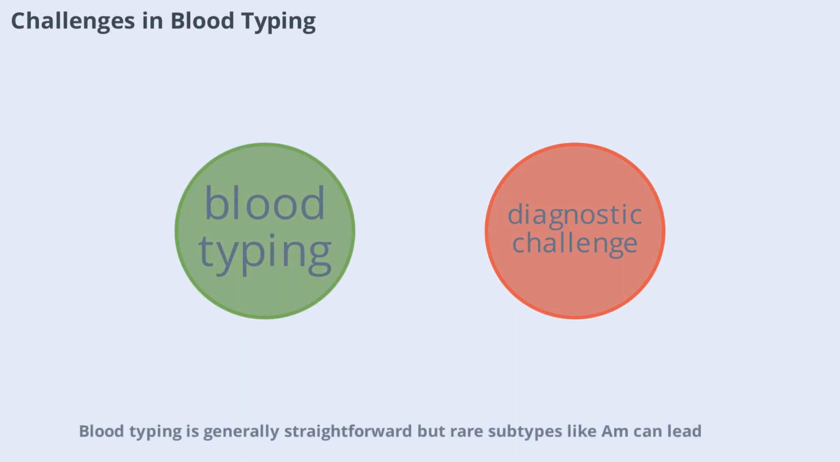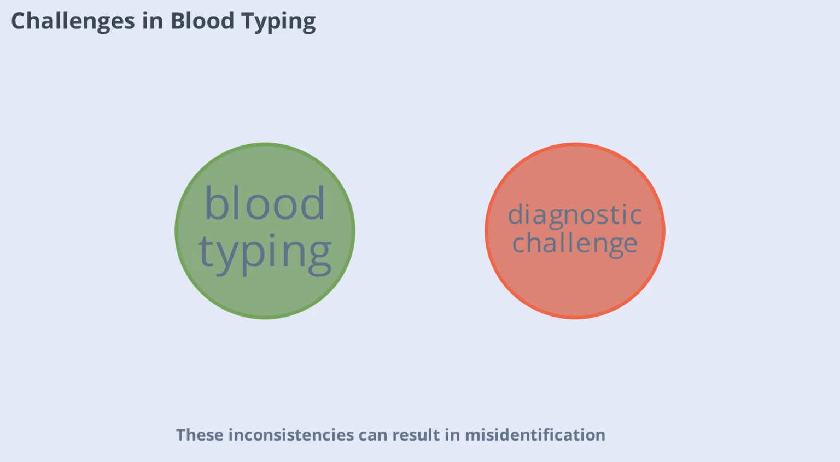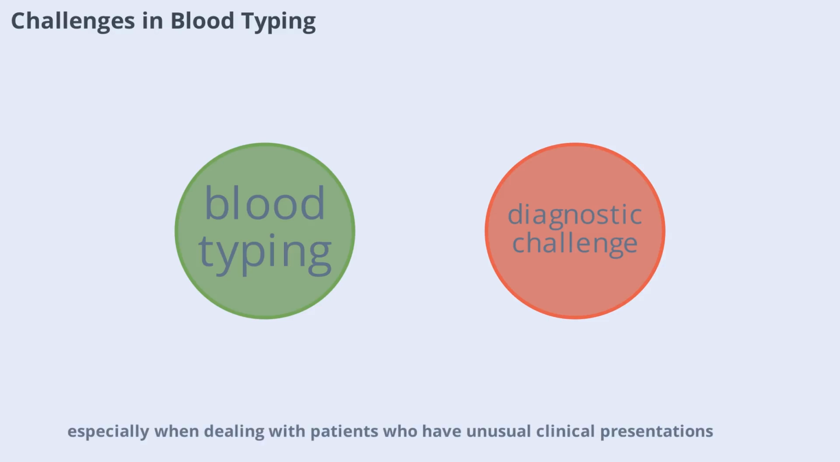Blood typing is generally straightforward, but rare subtypes like Am can lead to discrepancies between forward and reverse grouping. These inconsistencies can result in misidentification if only standard tests are used. Awareness of such challenges is crucial for laboratory professionals, especially when dealing with patients who have unusual clinical presentations.